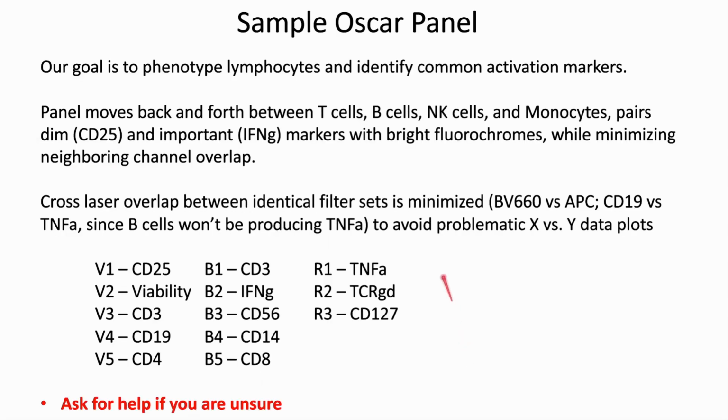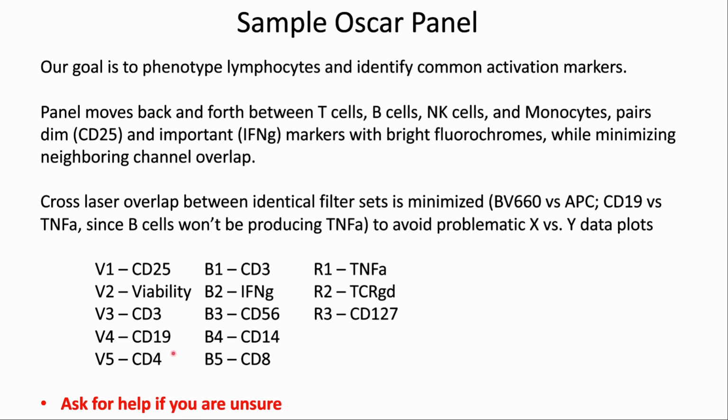Our goal for our sample panel is to phenotype lymphocytes and identify common activation markers. This sample panel would move back and forth between T cells, B cells, NKs, and monocytes. We are also pairing dim markers as well as the important interferon gamma marker with a bright fluorochrome while minimizing neighboring channel overlap. We have selected CD25 to go onto BV421 and interferon gamma on PE, with APC taken up by TNF alpha. We also have alternated our markers in the violet channels to move from T cells with CD3 to B cells with CD19 back to T cells with CD4.